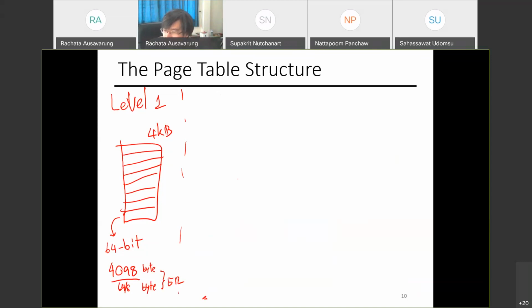If I can have 512 entries, how many pages can I have? That's 4 kilobytes. Or did I do the math wrong? 10, 24, 2048. Yep, I did the math wrong for sure. This is basically 4 kilobytes.